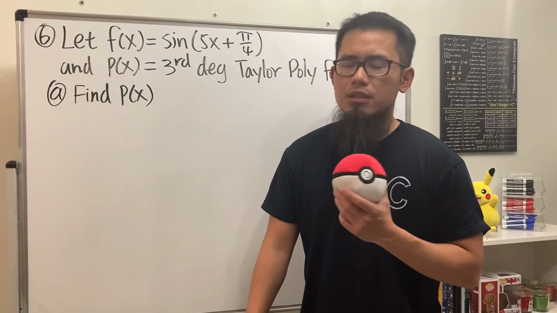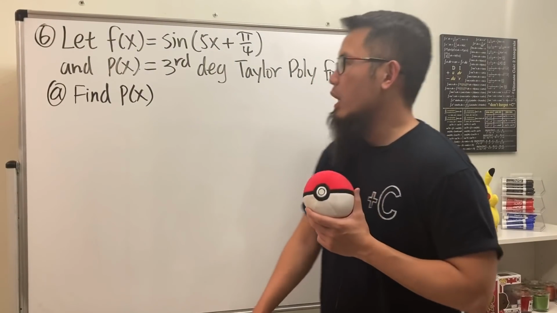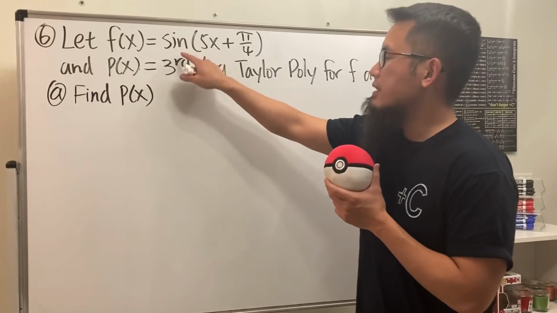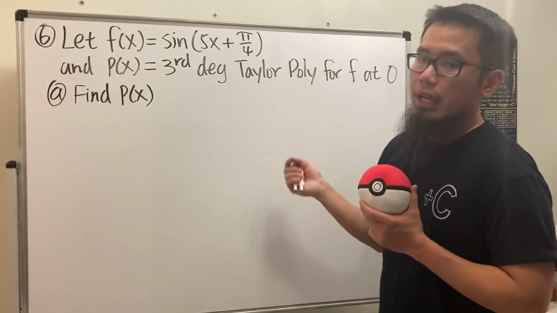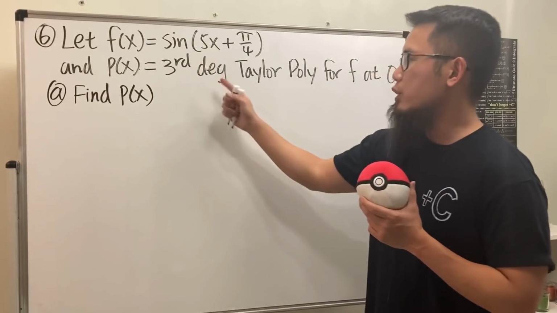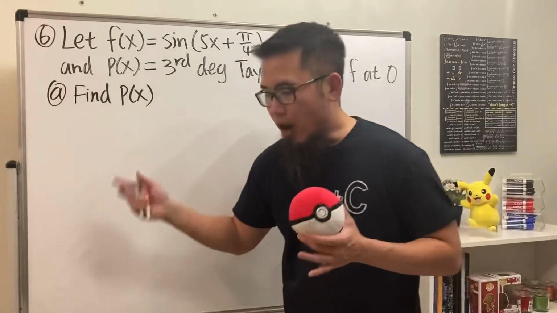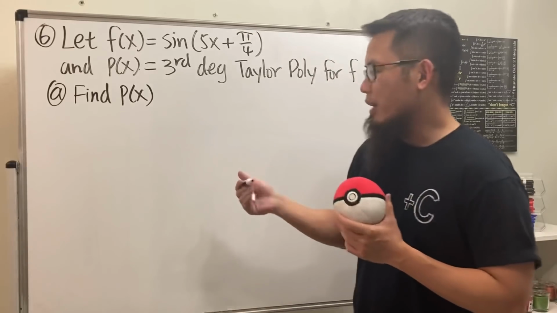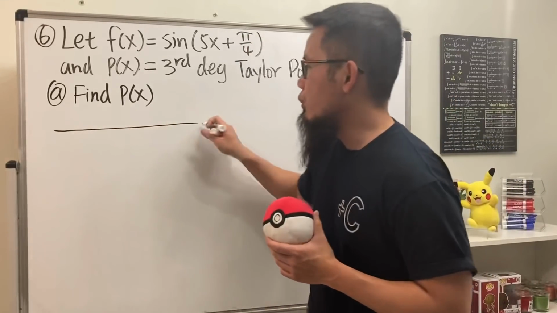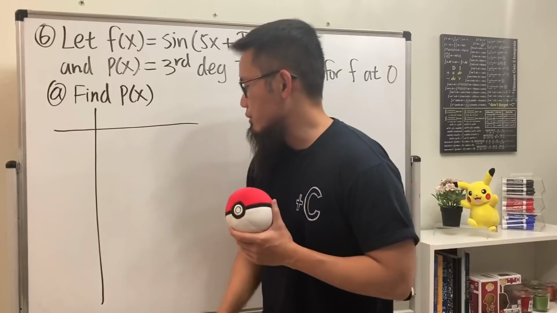Okay, for number 6, of course, we have a series question. Here we have the function f of x is equal to sine of 5x plus pi over 4. And p of x is equal to the third degree Taylor polynomial for f at 0. First part, we are going to write the expression for p of x. So let's just go ahead and get to work. And I will recommend you guys to just use the Taylor formula.